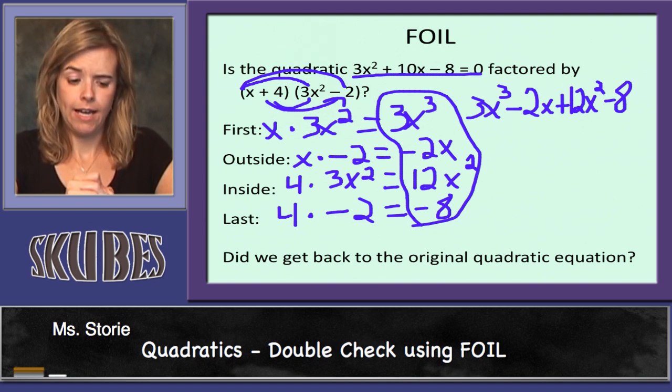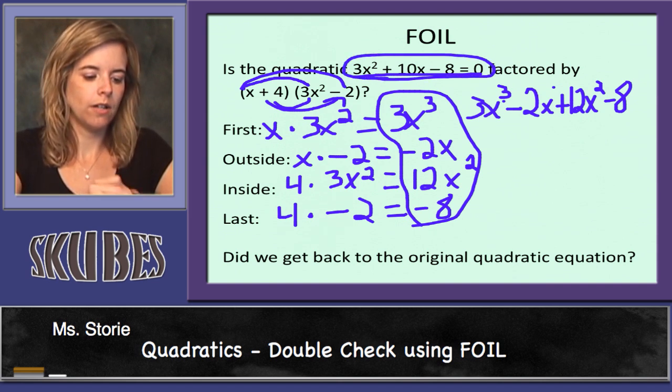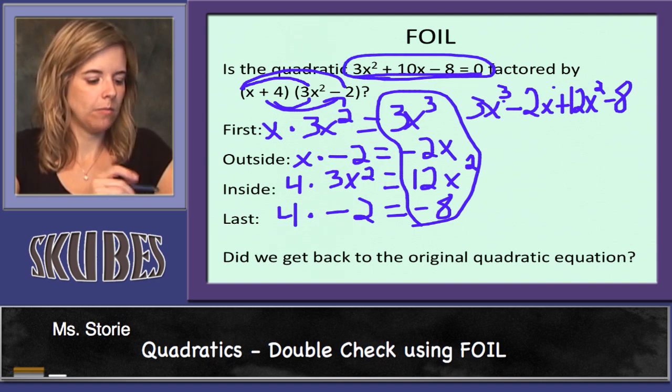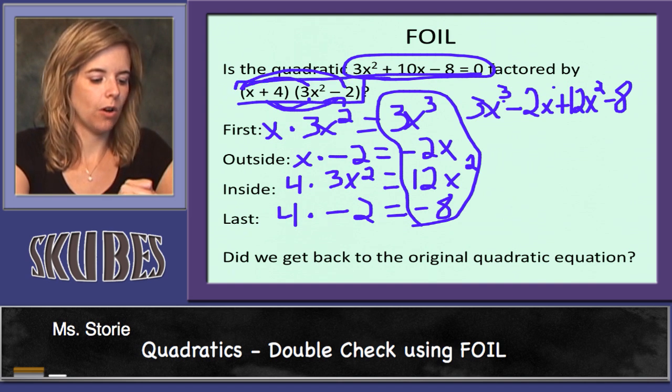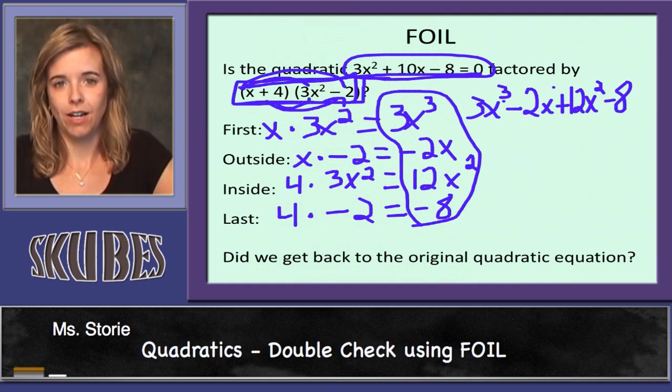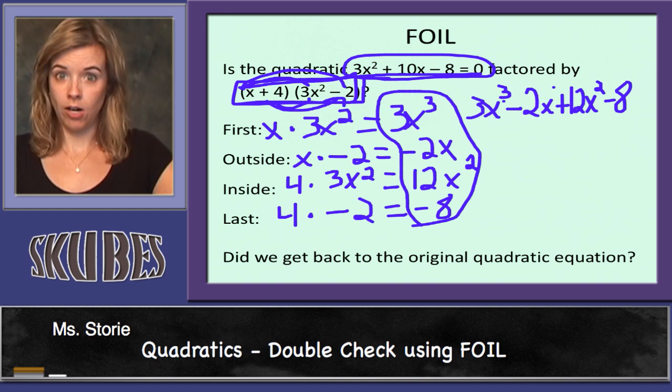Any like terms? I don't think so. You've got a cubic, to the first power, and squared, nothing to combine. Does this match the original one? So that means that these factors that you were hoping were correct are not the correct answer. At least you found out you have a wrong answer.